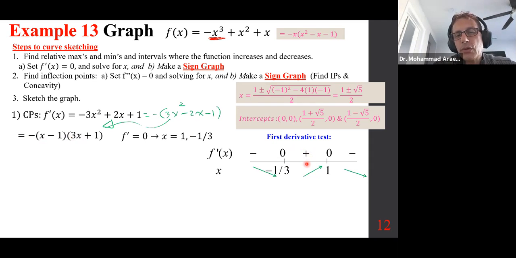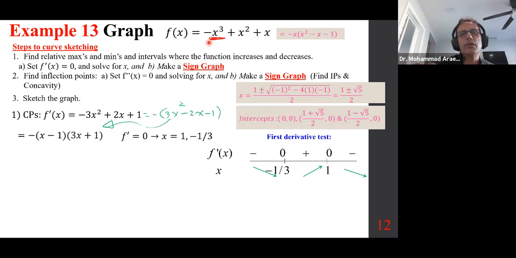And so what it means, okay, arrow down, arrow up: local minimum at x equals negative 1/3, and local maximum at 1. Therefore, we plug in negative 1/3 into the original function to find the y coordinate of that pair. We plug in 1 to find the y coordinate of that. I'm assuming everybody can do that. Obviously, if you plug in 1, this becomes negative, this becomes positive, they cancel each other. So you end up with 1.